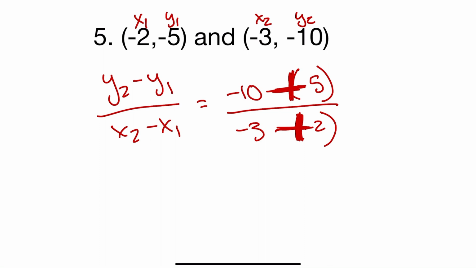All right, so now on the top we have -10 plus 5. That is going to be -5. -3 plus 2 is going to be a -1. Once again, a negative divided by a negative is going to be a positive, and that'll be 5 over 1, which is the same thing as 5, because 5 divided by 1 is just 5.